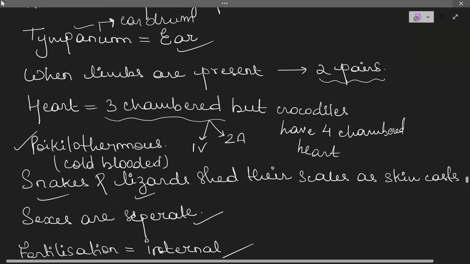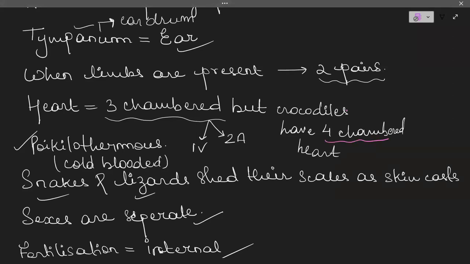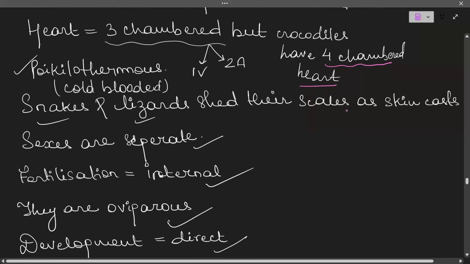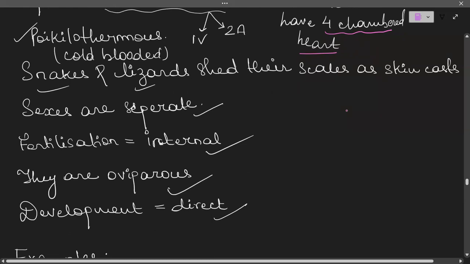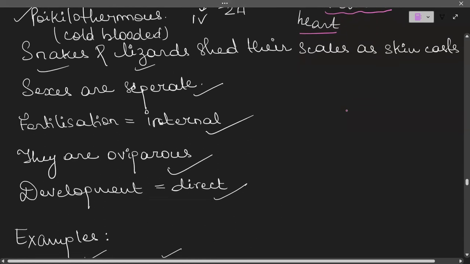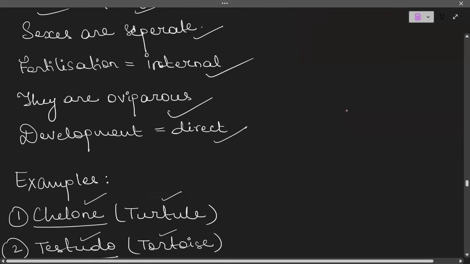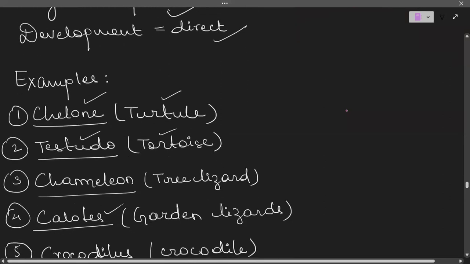Now, all of the members of reptiles have a three-chambered heart, but only crocodiles have four-chambered hearts. They are poikilothermous, meaning they are cold-blooded. Snakes and lizards shed their scales as skin casts. The sexes are separate. The fertilization is internal, happens inside the body. They are oviparous, meaning they lay eggs, and their development is direct.